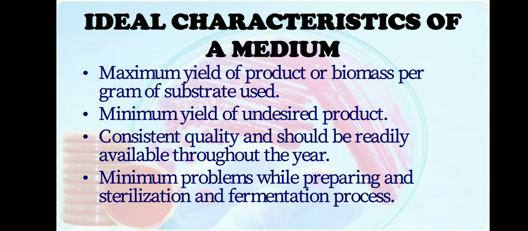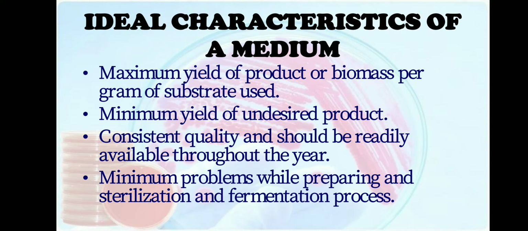There are certain ideal characteristics of a fermentation media. So let's look into the ideal characteristics of the media. A medium that has to be used on an industrial scale must meet all the following criteria mentioned here. It should give the maximum yield of a product or a biomass per gram of the substrate used. So if it uses 1 gram of a substrate, then it should at least produce 0.7 to 0.9 grams of the product. Only then we consider that the maximum yield of the product is being produced.